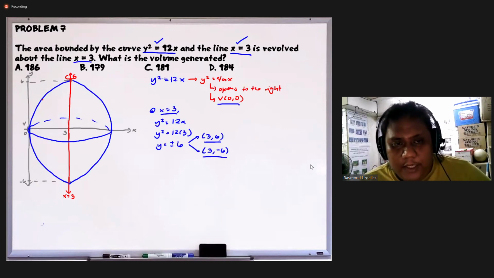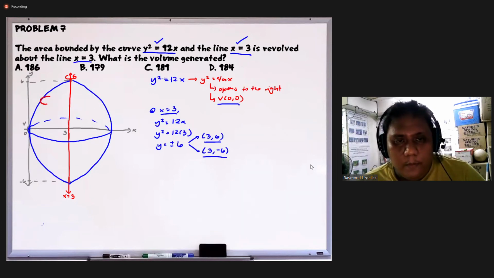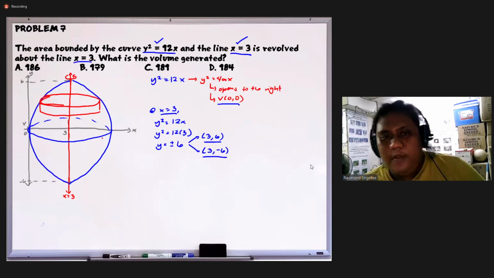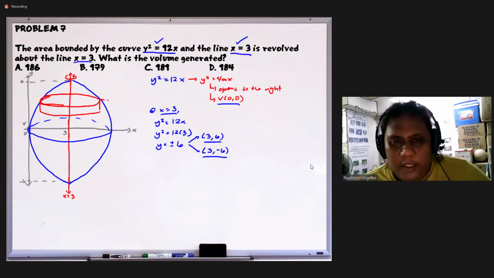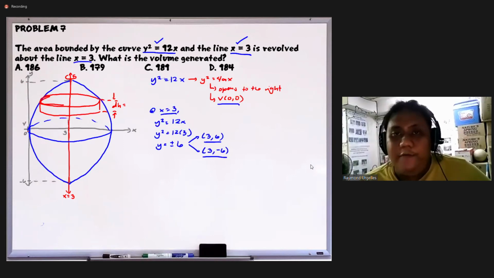Let's consider, for example, this cross section, which is just a circular disc. This is the thickness of our disc. As you can see, the thickness is dh, but based on our orientation, it is in the direction of the y coordinate. So therefore, this will be given by dy.